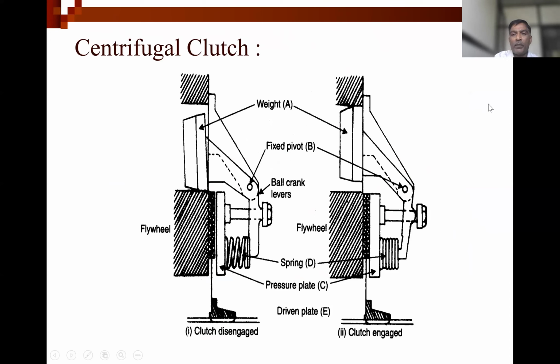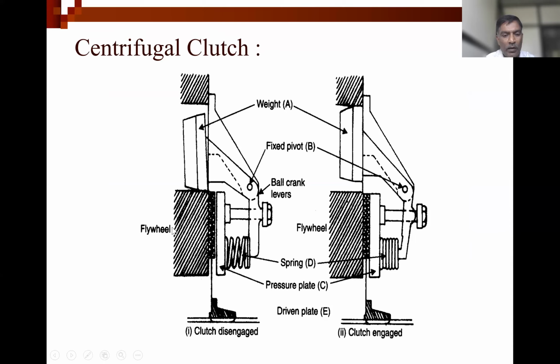Then the next type of clutch is called a centrifugal clutch. Now everybody has understood how many components are required for the clutch assembly.